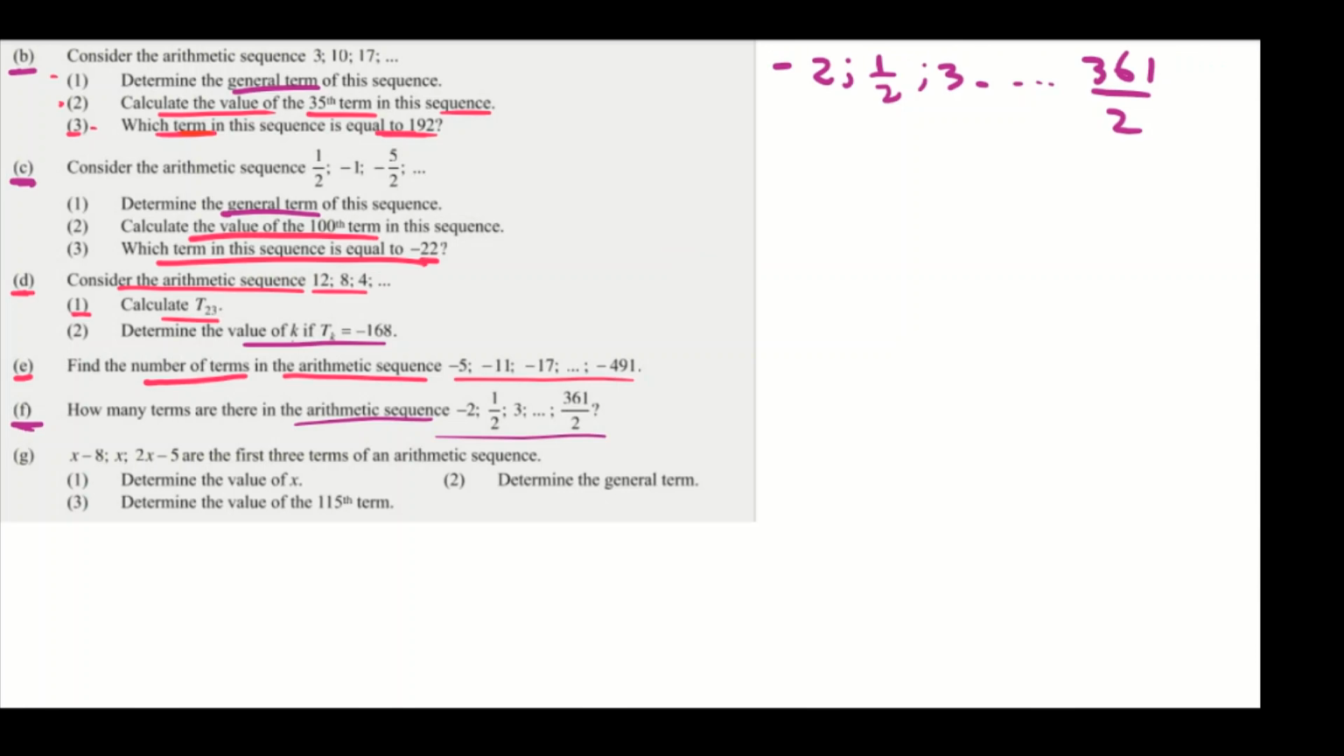So what you're going to do is this. You want to identify n, right? We know the a value is equal to minus 2. Now we need to identify the value of d, right?